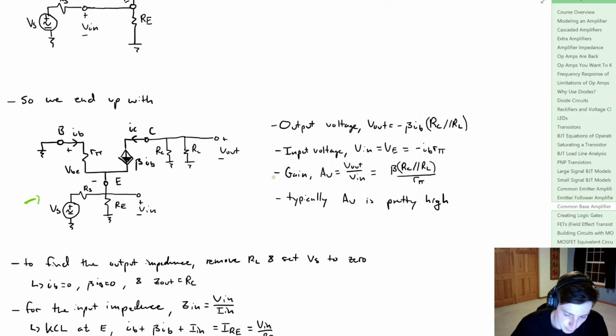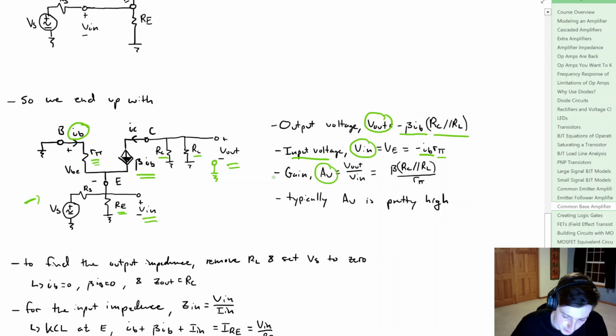Now, if we look at the output voltage, which we have right here, where that other reference point is to ground, we can see that this current has to be the current flowing through the parallel combination of RC and RL. So we can say that the output voltage is equal to minus beta times IB times that parallel combination. Now, the input voltage, well, you can see here that Vin is going to be the voltage over RE, which we can also trace back to be the voltage over R pi. Now, because of the way that we denoted the base current, what we get is that the input voltage is equal to minus IB times R pi. So now we have our output voltage and our input voltage.